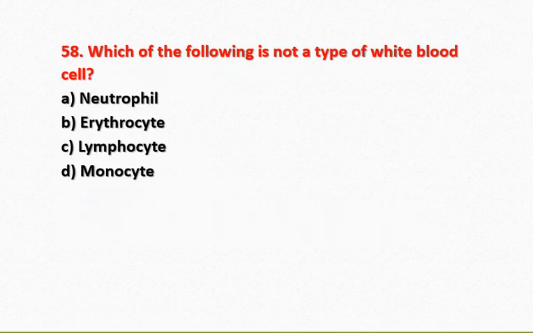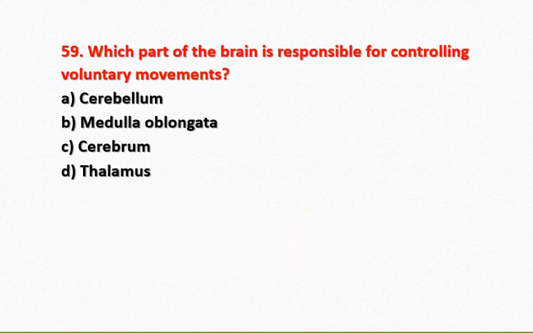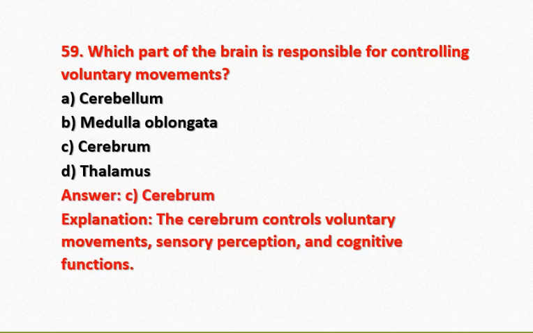Which of the following is not a type of white blood cell? Correct answer is option B. Erythrocyte. Which part of the brain is responsible for controlling voluntary movements? Correct answer is option C. Cerebrum.